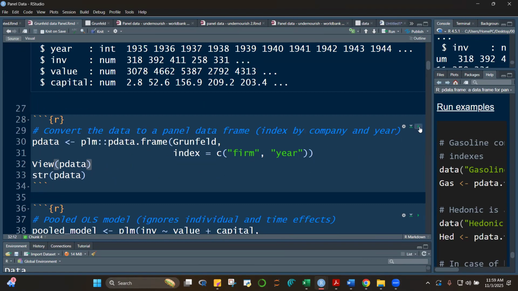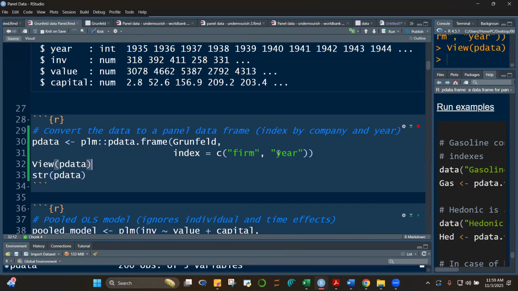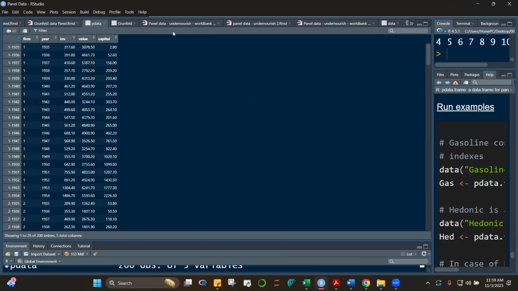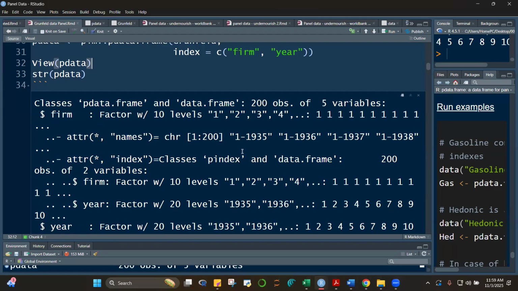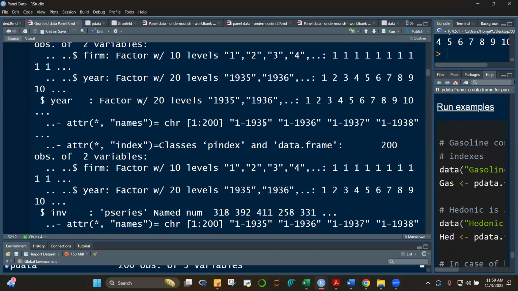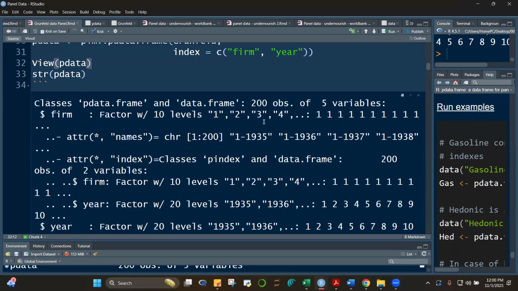Okay, so let me run this. So just like in your case, class, I now have pdata.frame. So it's actually a combination, class, no? Panel data and then a data frame.